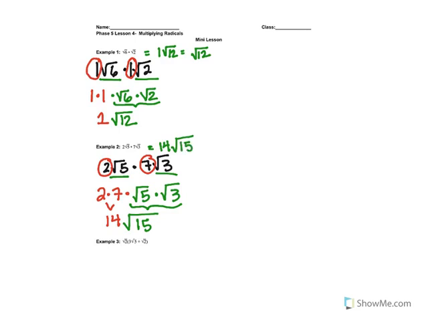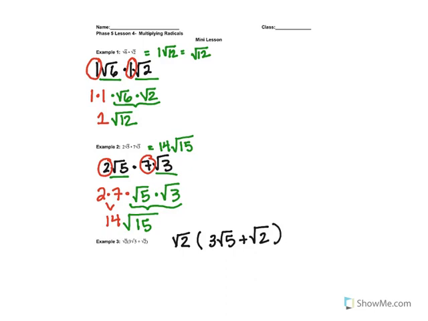Okay, now I'm going to do the third example. In the third example, we have parentheses, which a lot of you had questions about in your previous lesson. I have radical 2 times parentheses 3 square root 5 plus the square root of 2.